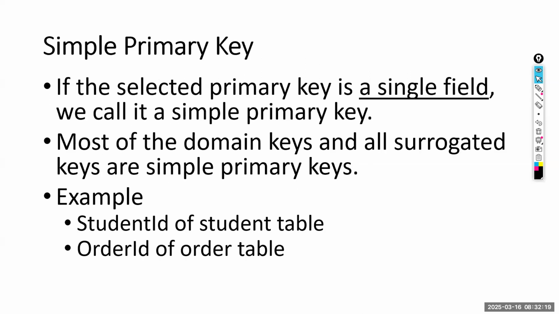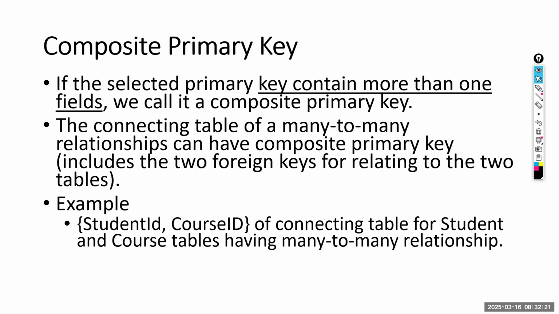Single field is a simple primary key. Composite primary key is where your primary key consists of multiple fields. There are situations where only this combination is unique. Otherwise, duplicates are there in a particular table.